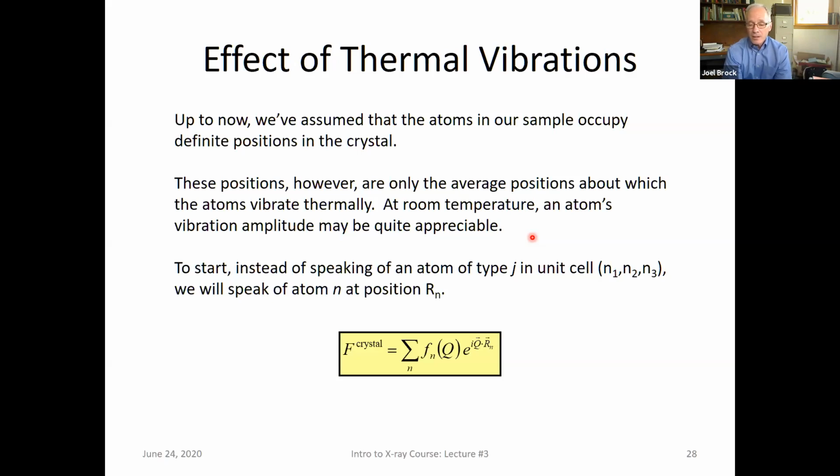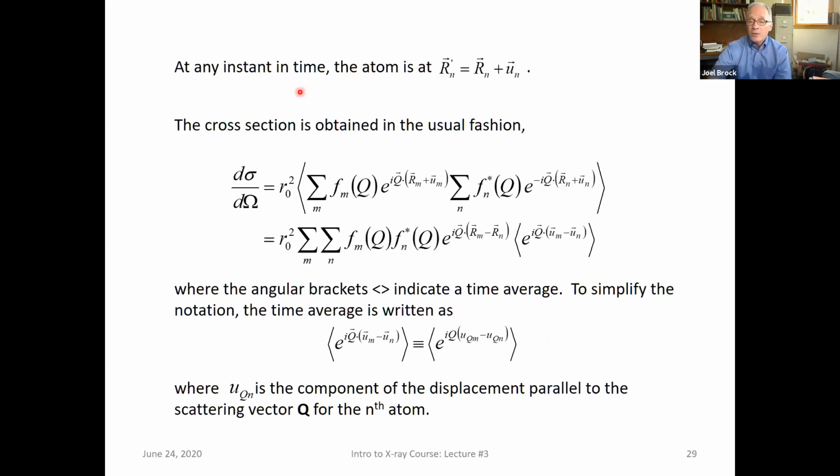So to take this into account, we just have to be a little bit more careful in our calculations. When we did our original calculation, we said that the nth atom is of some type n, and it's at a position r sub n in the unit cell. If I want to include thermal vibrations, I can define a new r vector, let's call it r prime, just to distinguish it, which is the previous equilibrium position plus a small displacement. This is going to be the vibration amplitude of the nth atom. So the actual position is the equilibrium position plus the little oscillation vector.